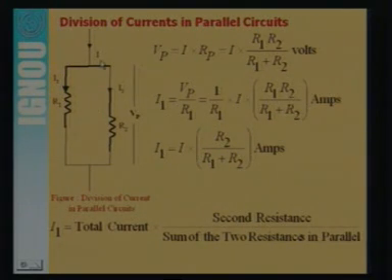Suppose the current I is passing through this. What is the value of I1? I1 is equal to the total current I multiplied by the other resistance, divided by R1 plus R2. This current will flow through the R1 resistance. Similarly, if you want to find the current through R2, then I2 is equal to the total current I multiplied by the first resistance divided by the first resistance plus the second resistance.